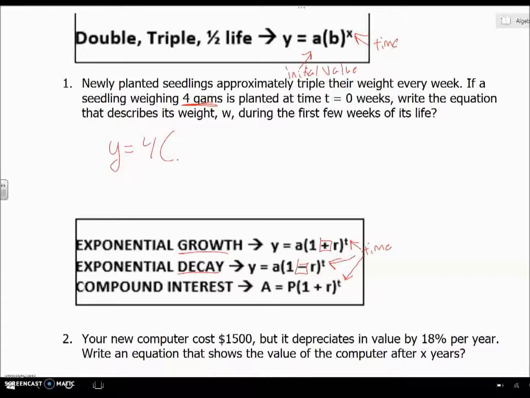Here it says that my seedling is tripling. So tripling is times 3, so I know 3 is my common ratio. This problem told me that it wanted me to use t for time. That means instead of using this x up here, I'm going to put t for the variable. This is the exponential equation from that word problem.